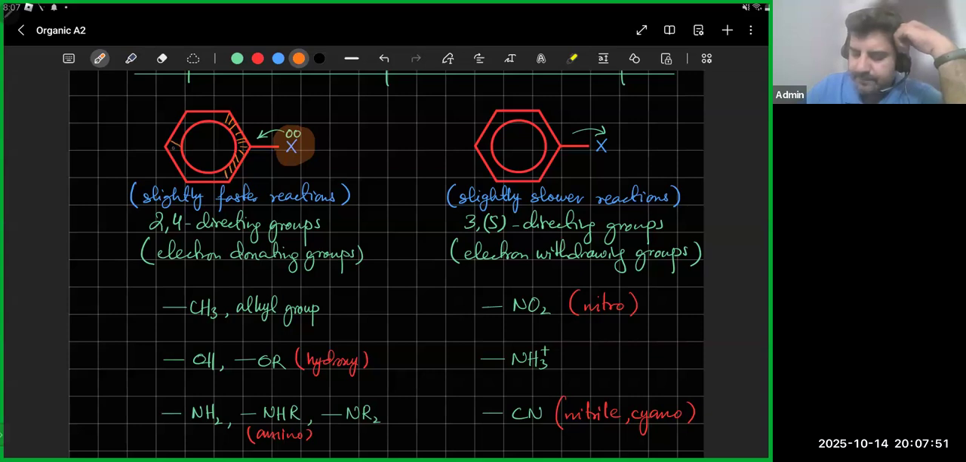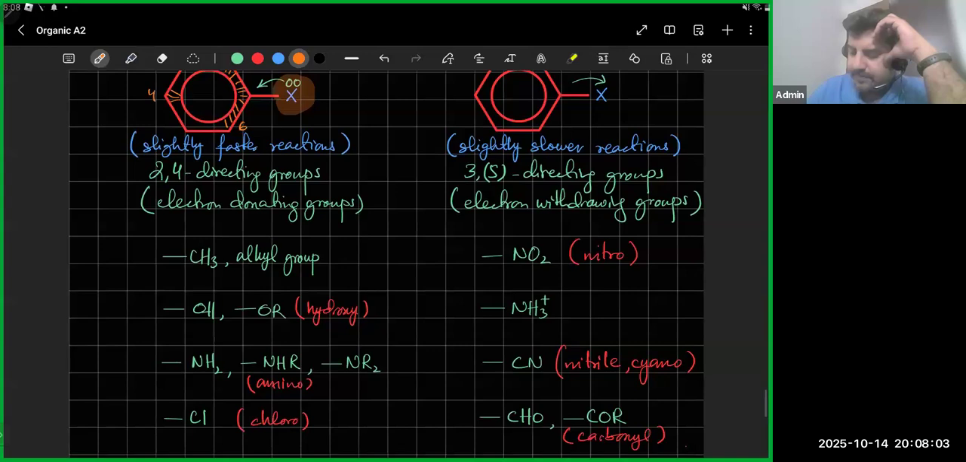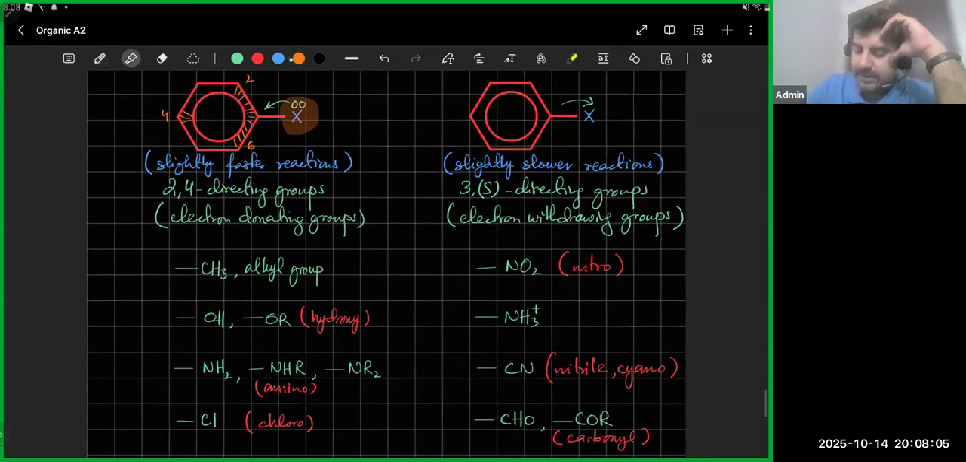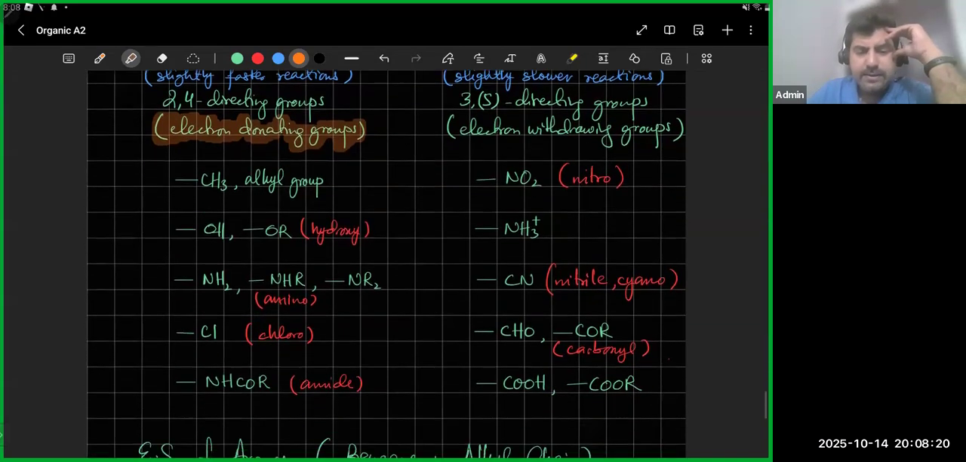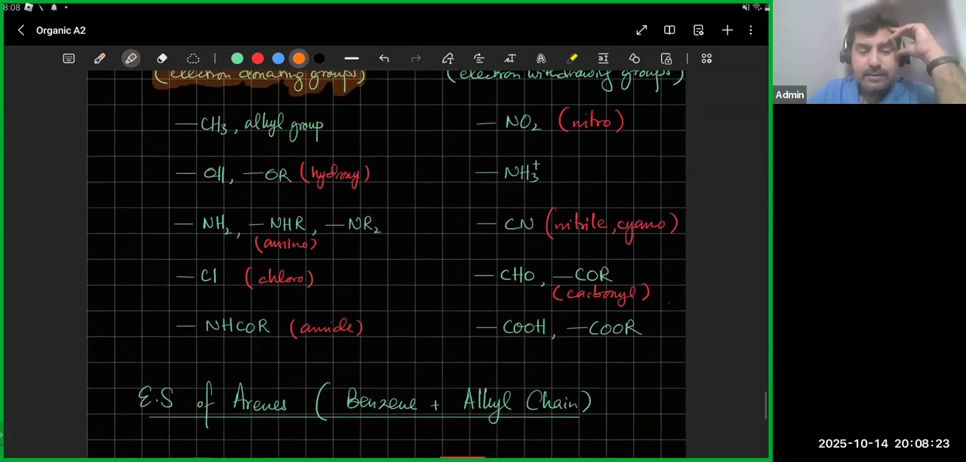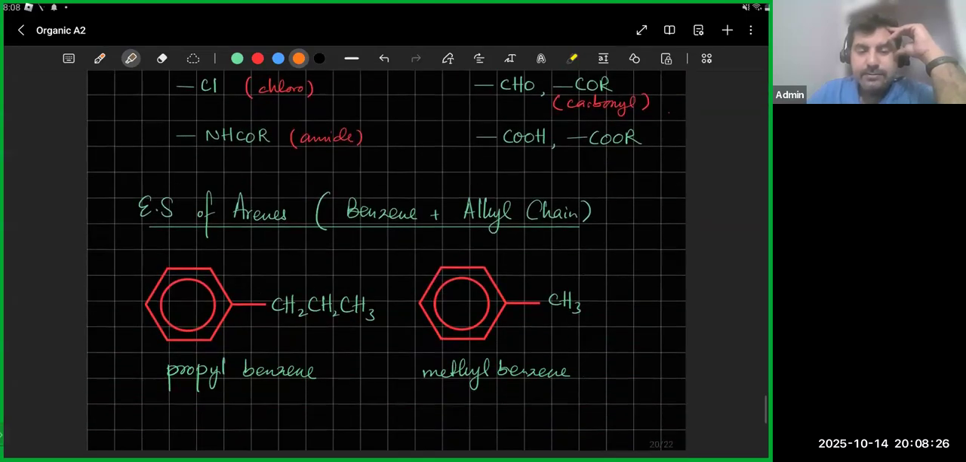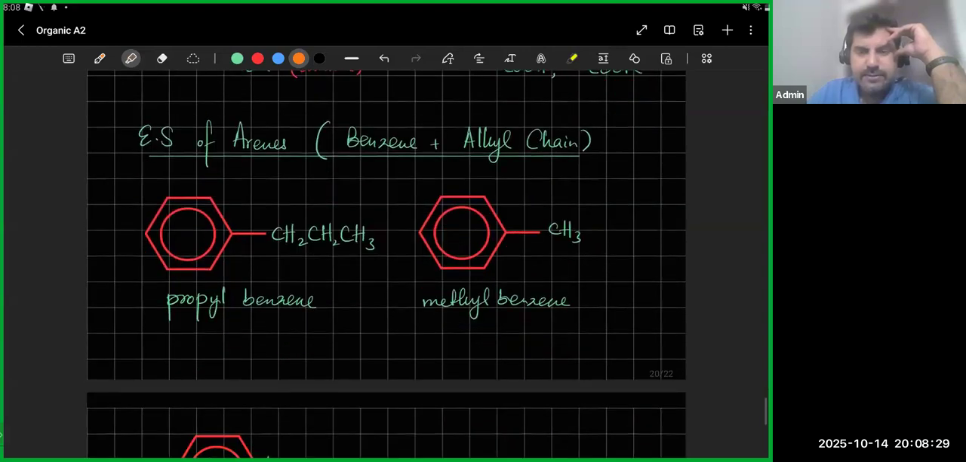So your electrophiles would get attracted to positions 2, 4, and 6, and 2 and 6 are kind of the same position. And your electron donating groups, let me highlight that. ये सारे. अच्छा, so your electron donating groups were alkyls, phenols, amines, chlorine, amides, right? So the first one I think we did, that was arenes, which were benzene plus an alkyl chain. That was done.